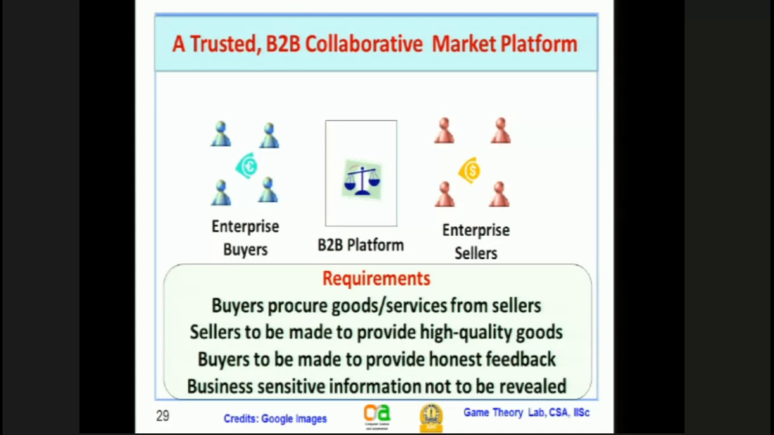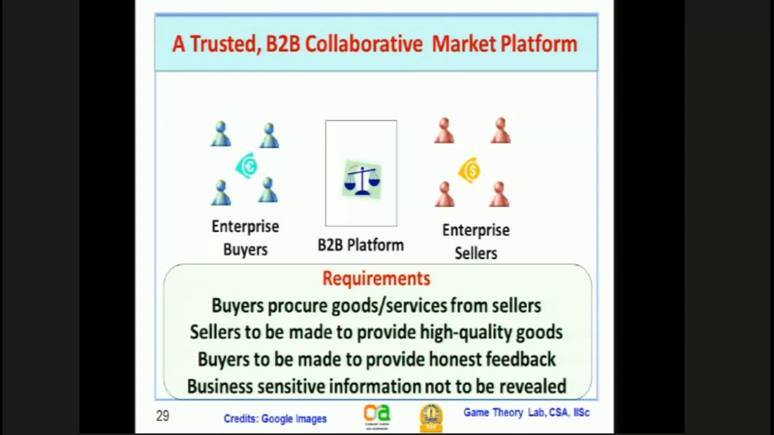Now, we would like the sellers to provide high quality goods. Assume that the sellers can provide either high quality or low quality, and we would like the sellers to provide only high quality goods. Then we would like the buyers to provide honest feedback. The buyers are the ones who will provide feedback about the quality of the goods. They actually get the goods or the services, and they will know the quality, and they provide feedback. We would like all the buyers to provide honest feedback.